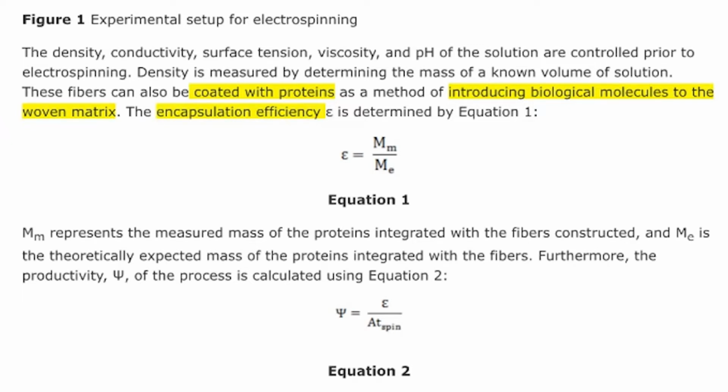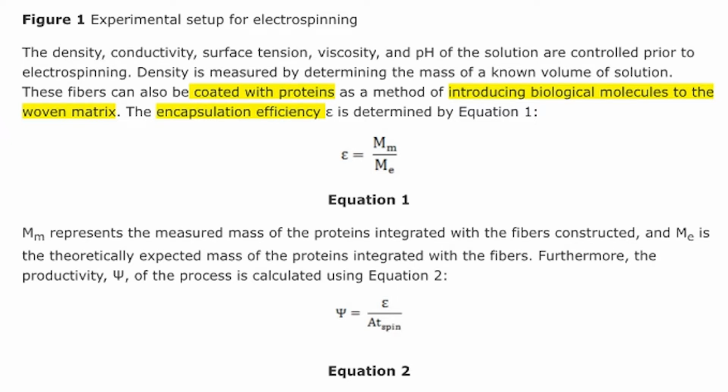Below this, we get equation 1, which I'm sure for many people is the first exposure to what math on the MCAT might look like, which can be pretty intimidating, particularly since it's just letters. Again, I would just very briefly note this equation. It's an equation for the encapsulation efficiency, and we get a mini paragraph that describes it, which is to say M sub M represents the measured mass of the protein integrated with the fibers constructed, and M sub E is the theoretically expected mass of the proteins integrated with the fiber.